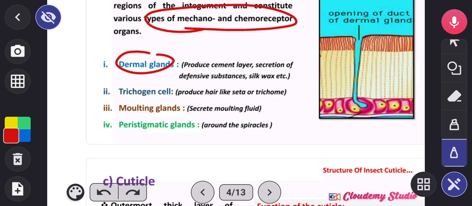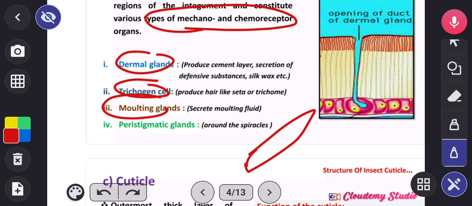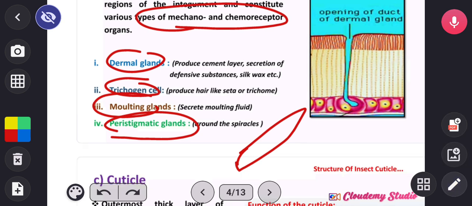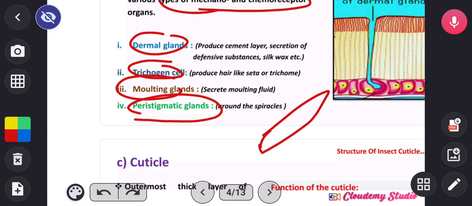The second thing is trichogen cells that I've already mentioned. The trichogen cell produces hair-like seta or the trichome. I showed you what a seta looks like. I said it is like hair like this. You will see it in the structure that I showed you the other time. And we have the molting gland that secretes a molting fluid. That is a fluid that they use for molting. And then we have the peristigmatic gland that is around the spiracles. So that is what an epidermis does.